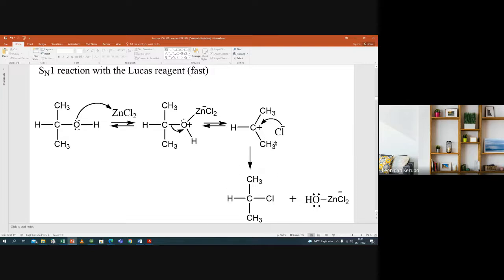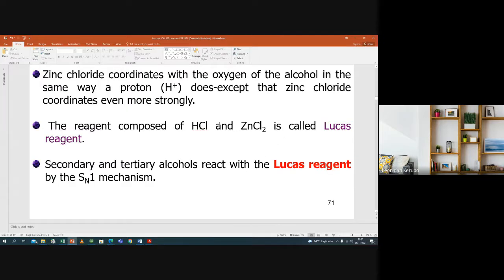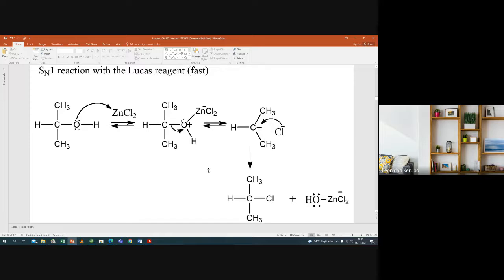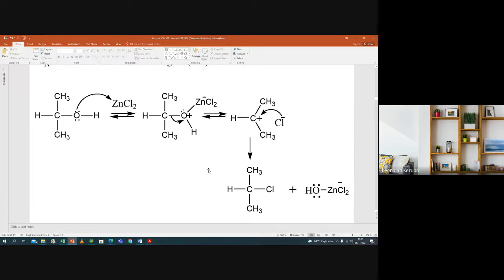Where is the chloride coming from? It's coming from HCl. Remember, Lucas reagent consists of HCl and zinc chloride. Zinc chloride is just to coordinate the hydroxyl group to make it a better leaving group, and also to improve the electrophilicity of the carbon bearing the positive charge, the electrophilic carbon. So once that happens, the reaction can easily proceed and you get the alkyl halide.